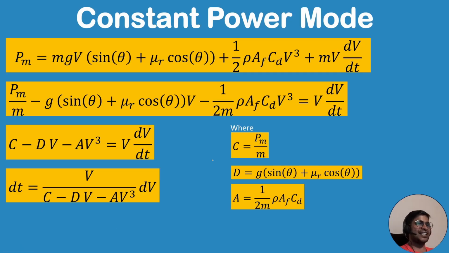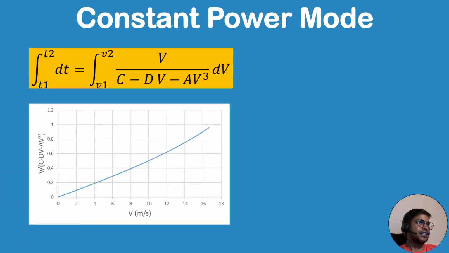So finally we got the very interesting differential equation which is here, and if we can integrate both sides, we are able to find the time for the constant power region. So let's go ahead and integrate it. I put the integration on both sides and also put the limits: at t1 the velocity, let's assume v1, and at t2 let's assume the velocity v2.